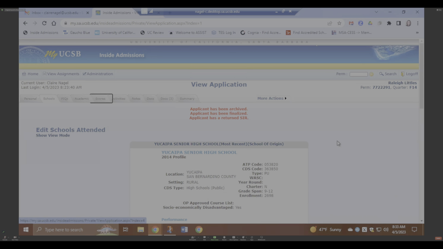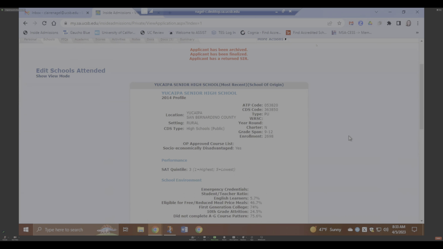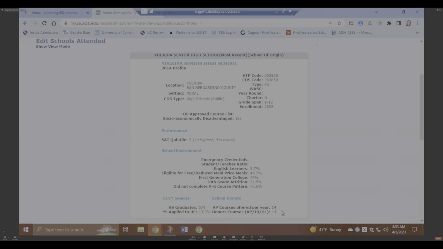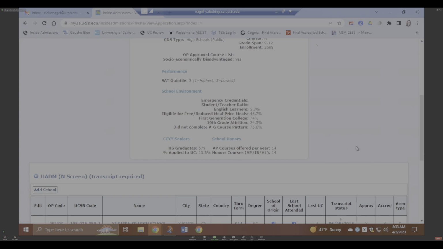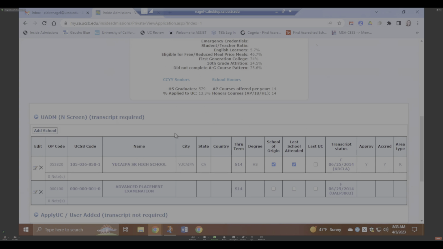So the next tab, this is the schools tab. This is information that we got from your high school, and it's basically a profile of your high school for the year that you are graduating. So it shows it's in a rural setting, it's a public high school, grade span was 9th through 12th grade, the enrollment size, and how many AP or UC approved honors courses there were at your school. And then down here, it shows what transcripts, or essentially what documents, we've required from you.